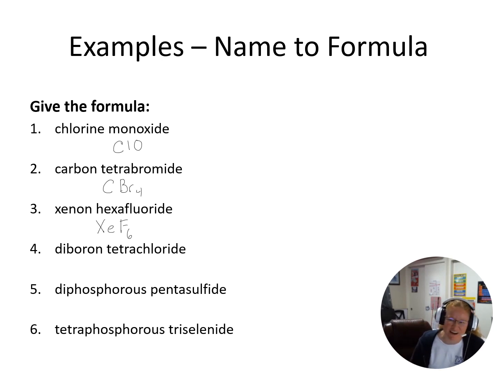Pause, see if you can figure out the other three, and then unpause the video. All right, so diboron tetrachloride, so B2Cl4. Diphosphorus pentasulfide, so P2S5. And then tetraphosphorus triselenide would be P4Se3.